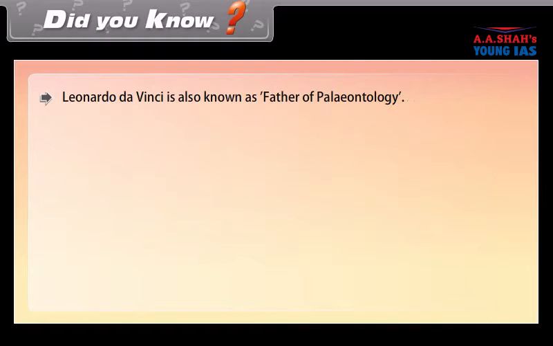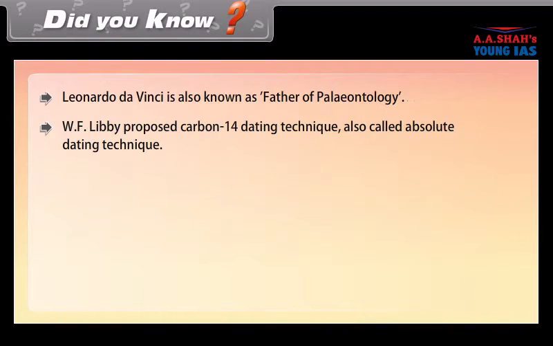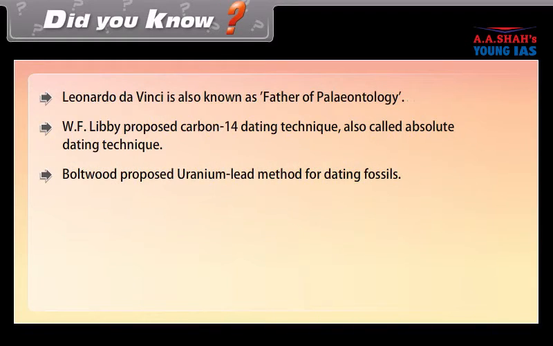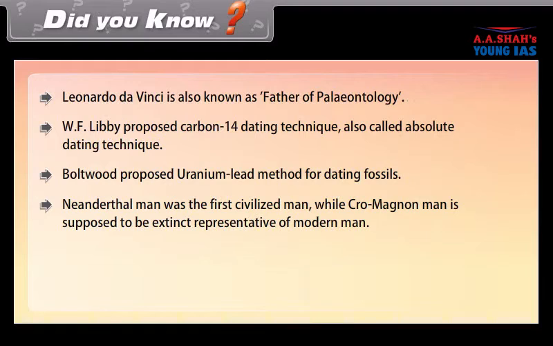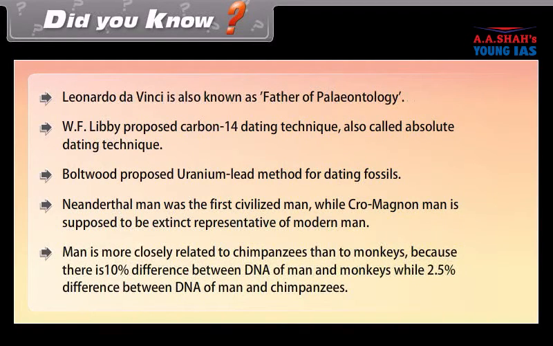Leonardo da Vinci is also known as father of paleontology. W. F. Libby proposed the carbon-14 dating technique, also called absolute dating technique. Boltwood proposed the uranium-lead method for dating fossils. Neanderthal man was the first civilized man, while Cro-Magnon man is supposed to be an extinct representative of modern man. Man is more closely related to chimpanzees than to monkeys because there is a 10% difference between DNA of man and monkeys, while 2.5% difference between DNA of man and chimpanzees.